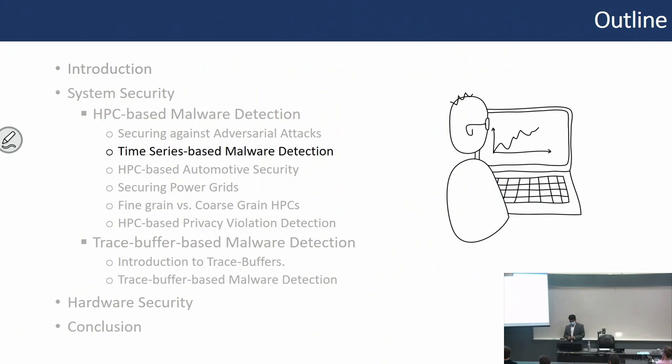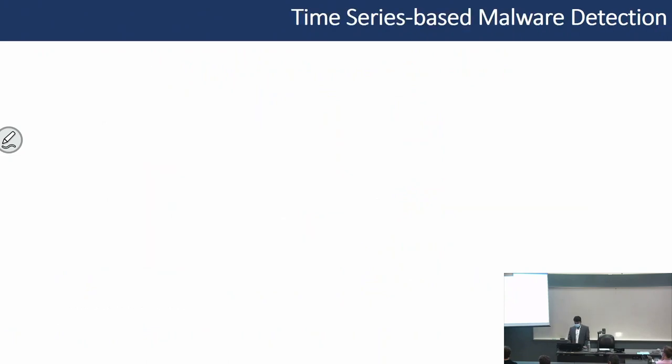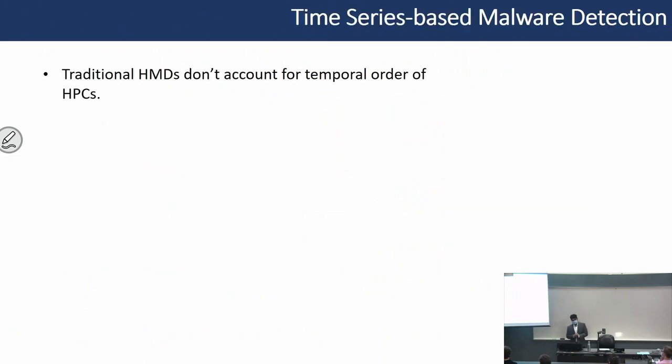Now let's talk about the next work that we did, which was time series-based malware detection. Traditional HMDs, or hardware-based malware detectors, don't account for temporal order. They look at each instance of time, put it into a machine learning classifier, and get the accuracy. It's like a combinational circuit, but there's a problem with that. It leads to a high false positive rate.